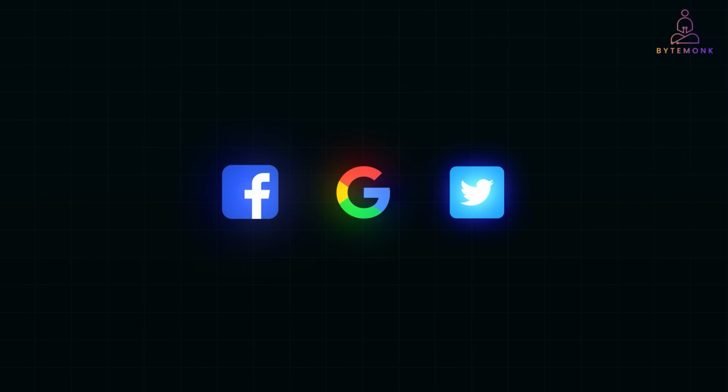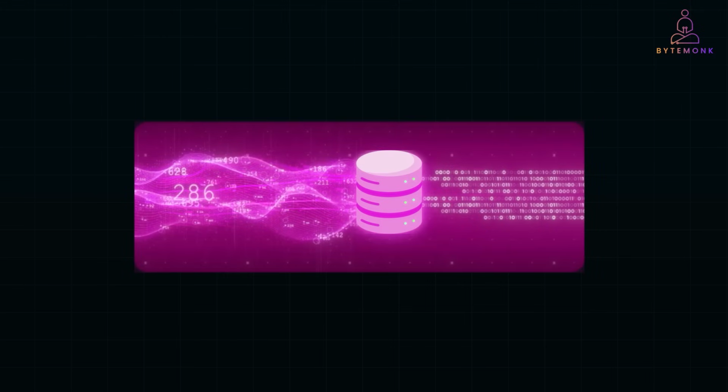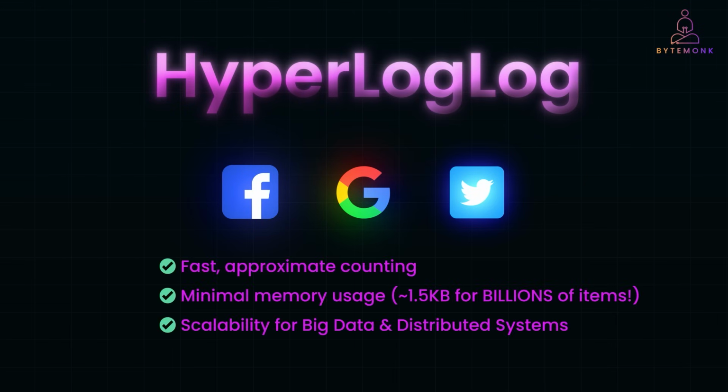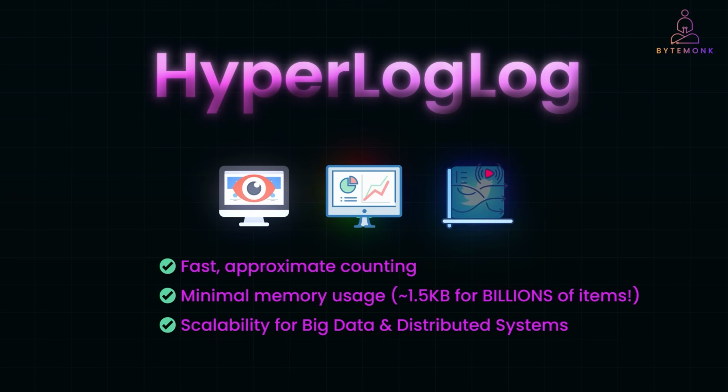For companies like Facebook, Google, and Twitter, tracking billions of unique users, hashtags, or page views daily is a massive challenge. Storing everything isn't practical, but HyperLogLog makes it possible with fast approximate counting, minimal memory usage, and scalability for big data and distributed systems. And that is why HyperLogLog is the go-to solution for real-time analytics, monitoring, and large-scale data streaming, where an exact count isn't necessary, but a highly efficient estimate is.